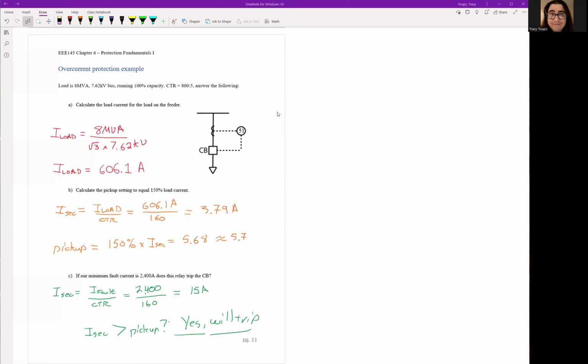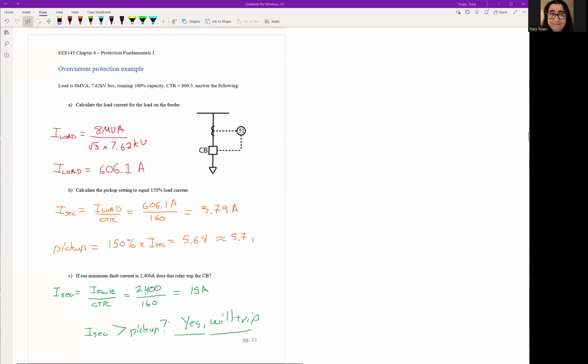Remember, we need a pretty good margin of error, so we put 150% of that as a pickup. 150% of 3.79 is 5.67. We typically would try to round to one decimal point, so I would say 5.7 is fine. If you have mechanical relays, they're probably in whole numbers, so you're going to have to round this up to 6 most likely. Okay, so now we have our setting of 5.7.